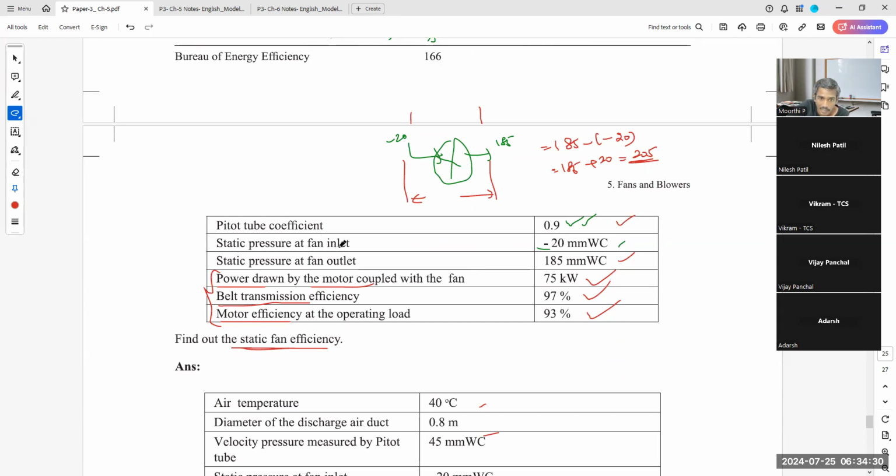Static pressure at fan inlet, how much? Minus 20 at fan inlet. Static pressure at fan outlet 185 mm. Power drawn by the motor coupled with the fan is 75 kW. Belt transmission efficiency 97%. Motor efficiency at the operating load 93%.